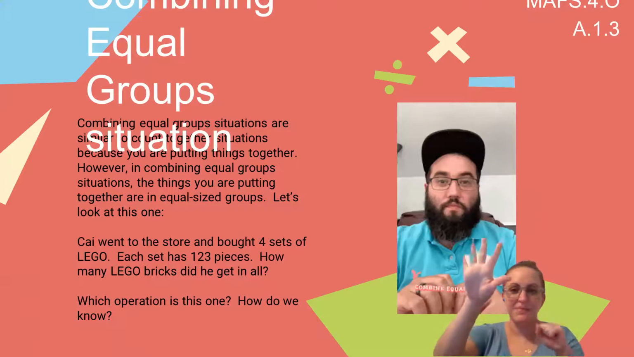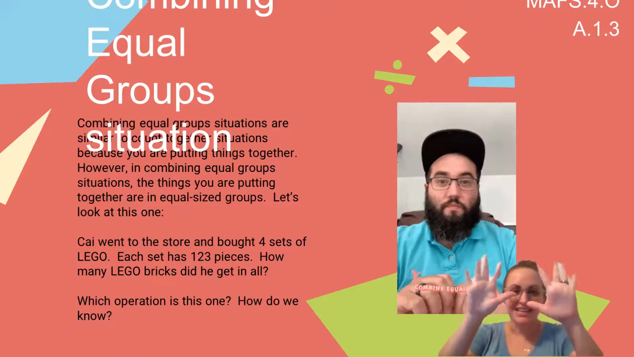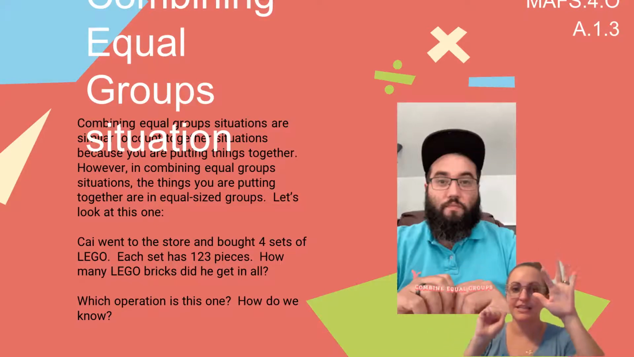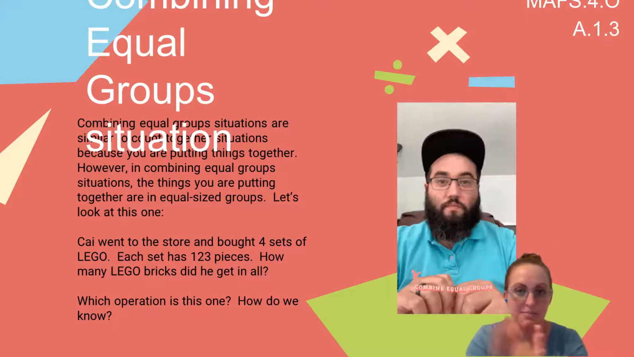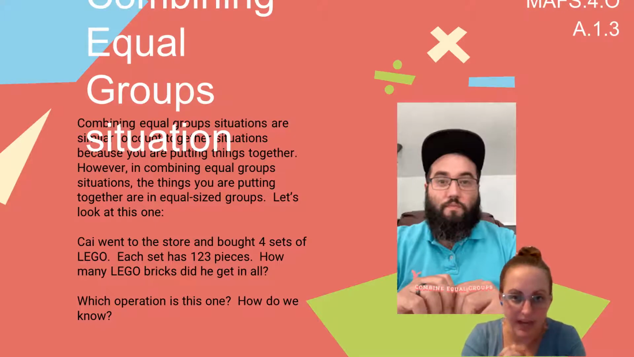And that's how I do it. Combining equal size groups. Again, I hope you're doing these hand motions with me, because combining equal size groups means we have things, just like when we're doing count together situations, right? We're still combining things together, but now everything has to be in equal size groups. So everything is basically the same. Like if I'm buying boxes of donuts, right? Every box that I buy has the same amount of the same thing in it. And I want to know how many I've bought all together.